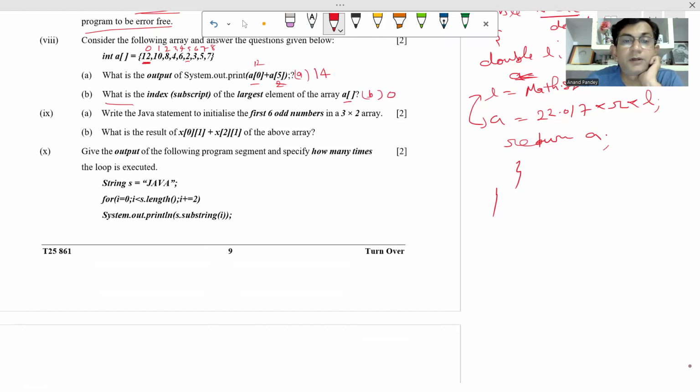Now question number 9. Write the Java statement to initialize the first 6 odd numbers in a 3x2 array. So the first six odd numbers are what? 1, 3, 5, 7 and 9. 1, 2, 3, 4, 5, 6. This we have to initialize in the array of what? 6 odd numbers in a 3x2 array.